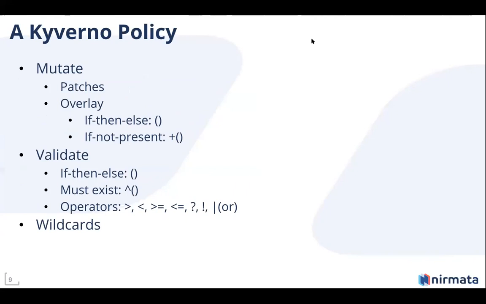Okay, and those are the basic examples of what the Kyverno policy looks like, or how you can use the Kyverno policy. And to summarize, this is the overall syntax, or I would say languages, we support in the mutate rule or the validate rule. And also we support the wildcard across the policy.